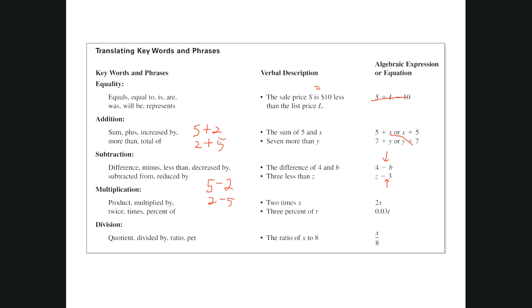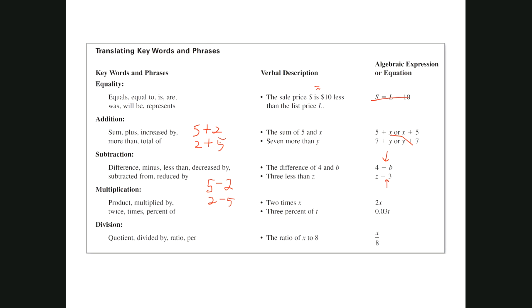Multiplication, we have product, multiply by, twice, times, percent of. Those are all keywords that, hey, you're dealing with a multiplication type problem. 2 times x, 3% of t. And here's your algebraic expression.